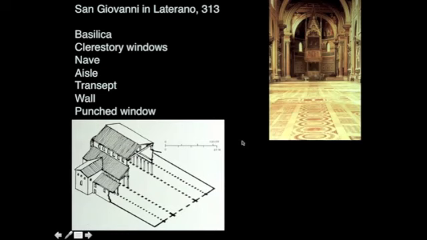How would you describe the basic organization of San Giovanni in Laterano, St. John Lateran? What's the plan type? What are the construction principles? What does it have that is similar to Roman architectural precedents? What does it have that seems not to be picking up on the architectural precedents? Yes, sir. Make that into a complete sentence.